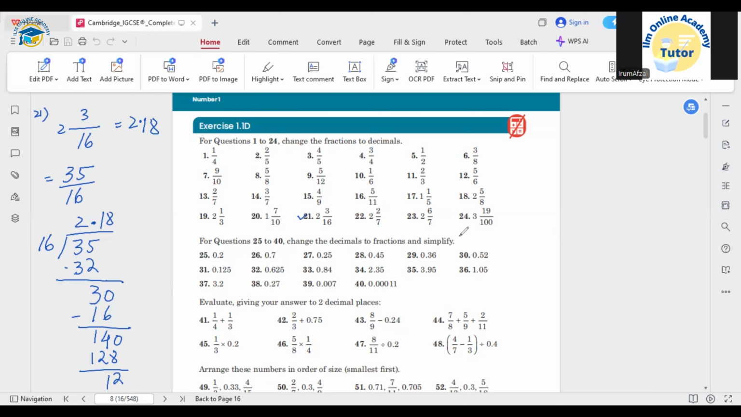Okay, similarly, if you see the 24th one, here they already gave 100 in the denominator. So we have 3 into 19 by 100.